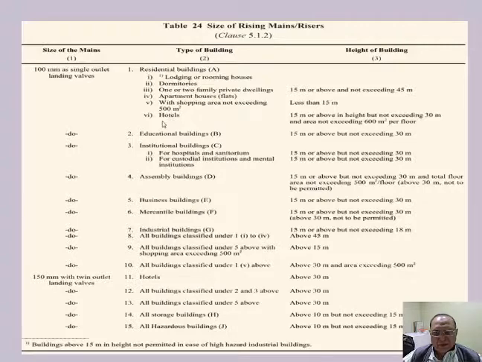You see over here also the hotel is here, but between 15 to 30 meter height it can be provided with the 100 mm dia. But when the height of the hotel is more than 30 meter, it has to be provided with 150 mm. Similarly, these buildings, although these are discussed over here, but changing the hydrant size and the number of landing valves according to this height requirement.